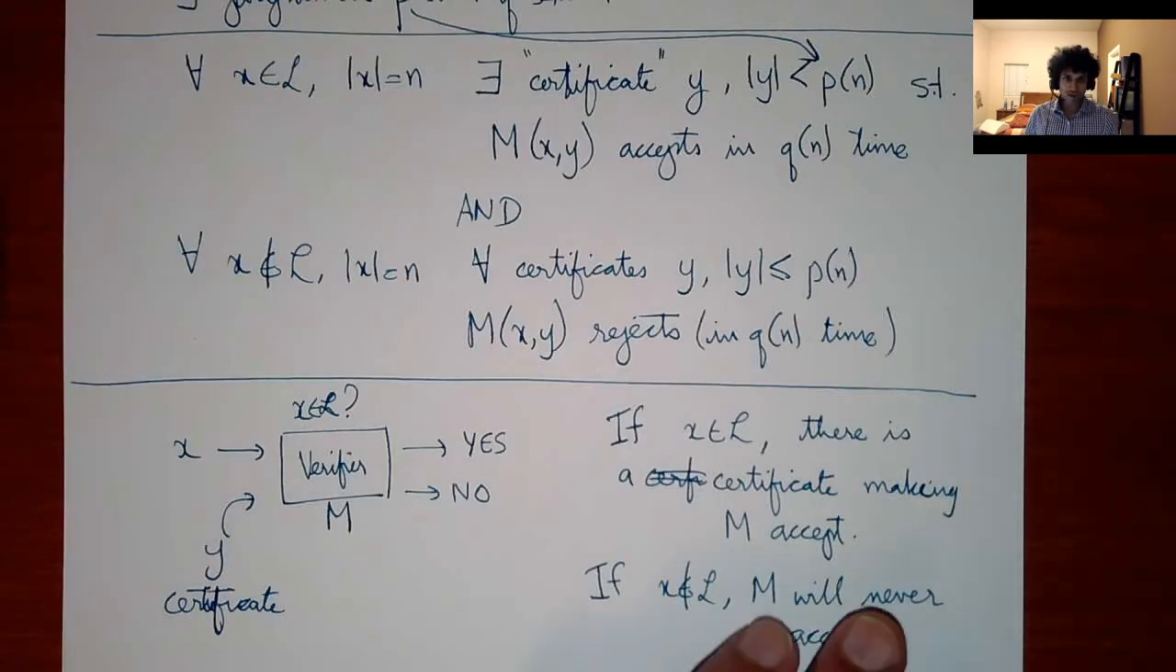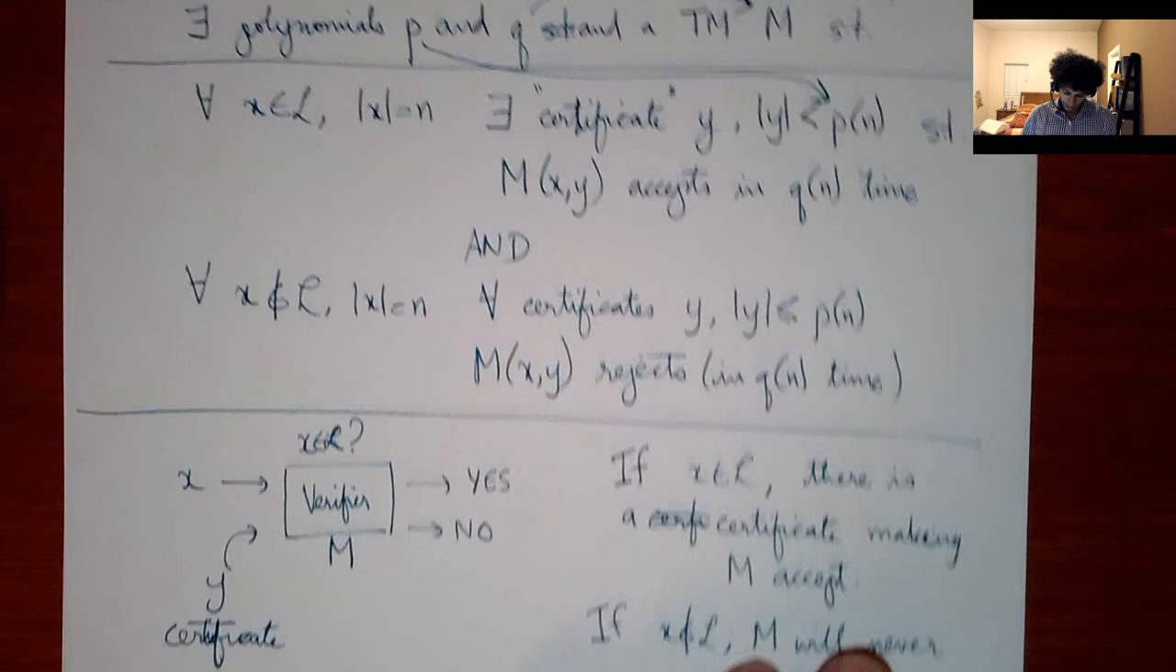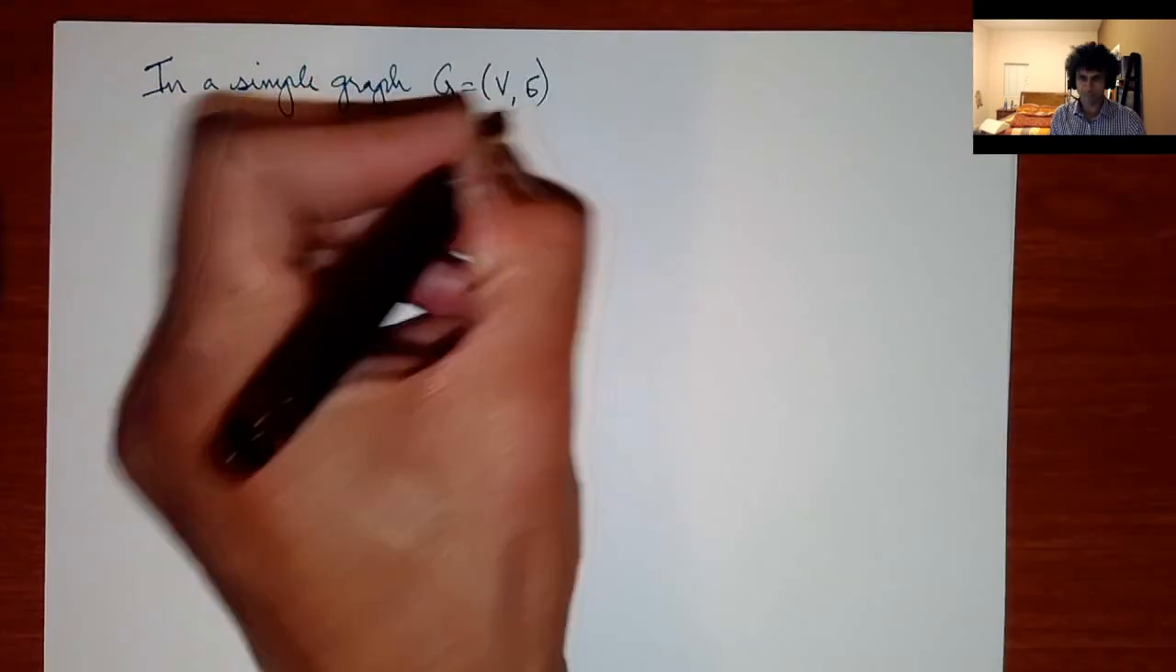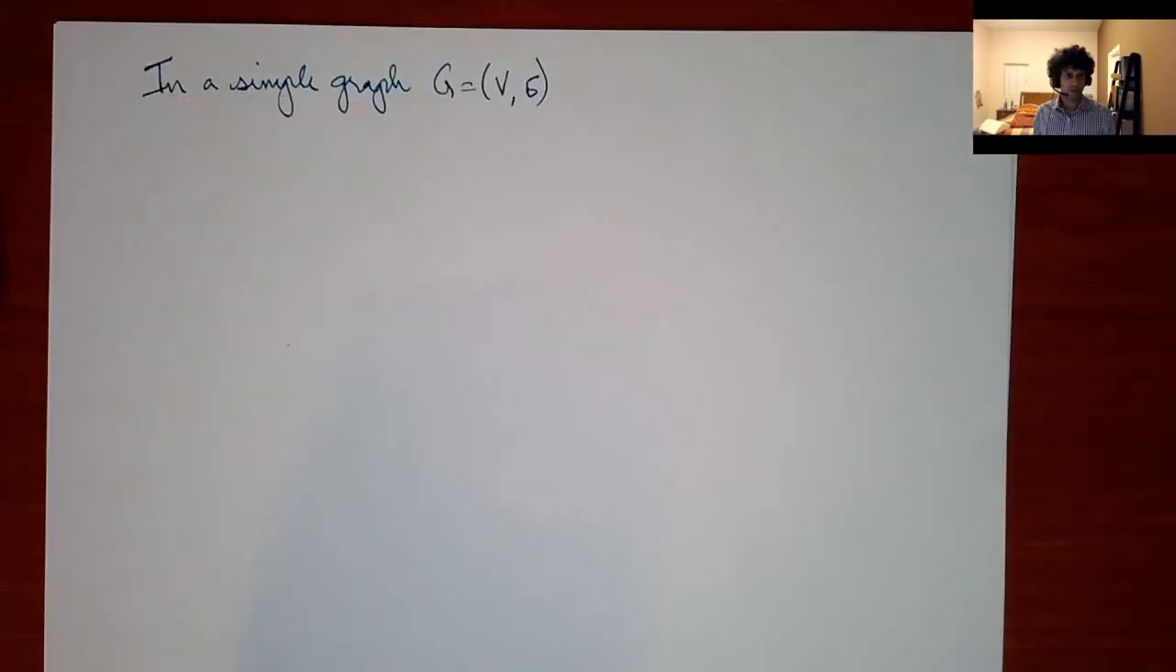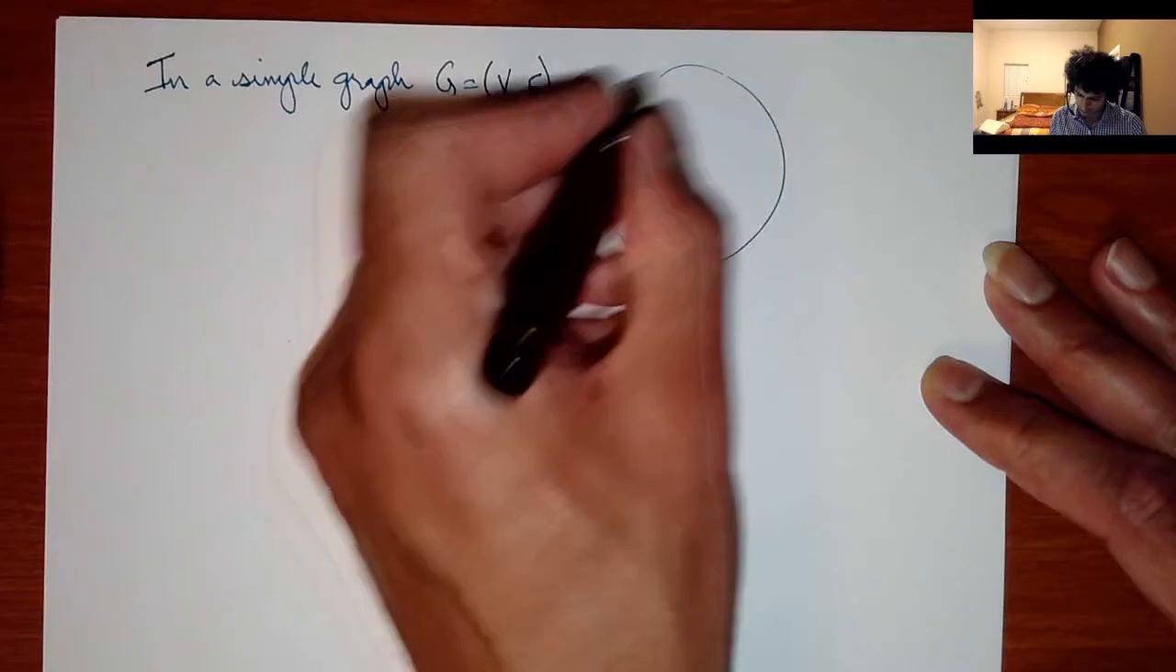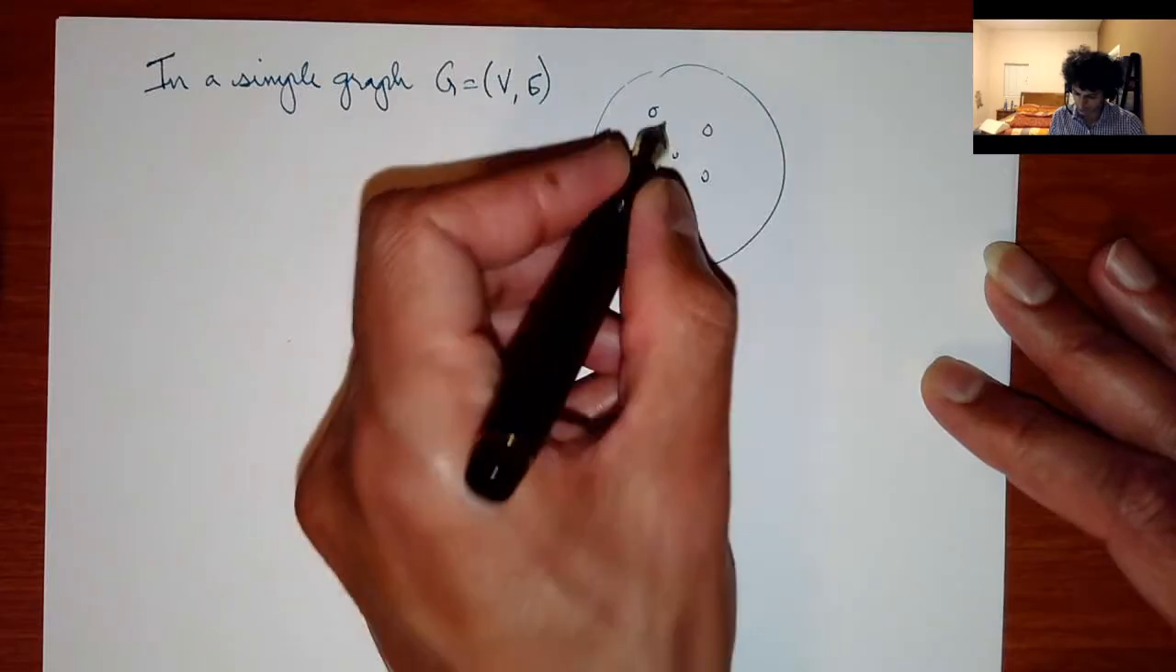So let me pause here and take any questions that you have about this definition. So let us now consider a few examples of languages. And let's start from something to do with graphs, just to make it more concrete so that you can visualize. So in a simple graph, by simple I mean no parallel edges, a simple undirected graph, you've got vertices and you've got edges between them.